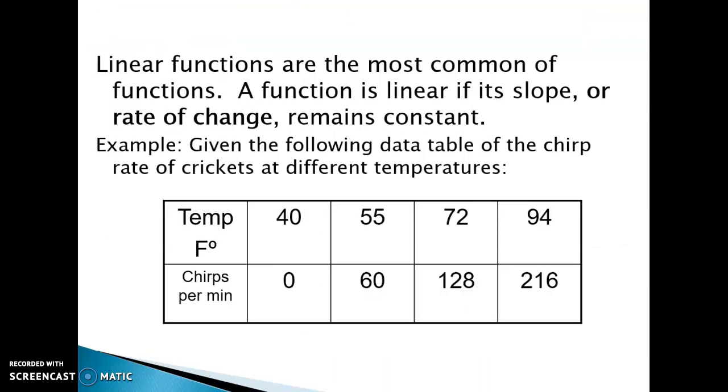Here's an example of a linear function. Linear functions are the most common functions. A function is linear if its slope, or rate of change, remember, is constant. So here's an example. Given the following data of the chirp rate of crickets at different temperatures. So we have at 40 degrees, 55, 72, and 94, and these are the number of chirps per minute.